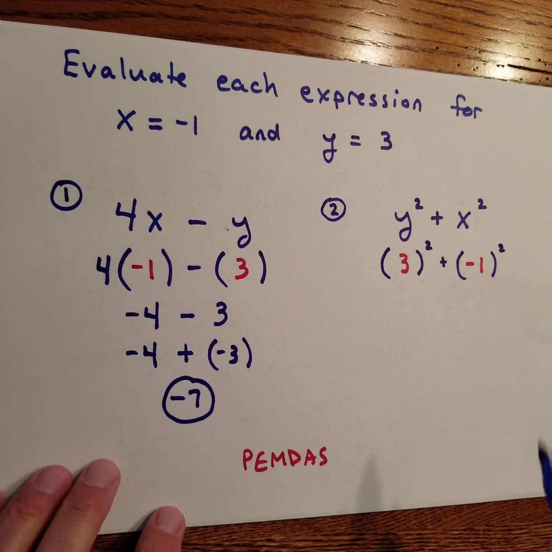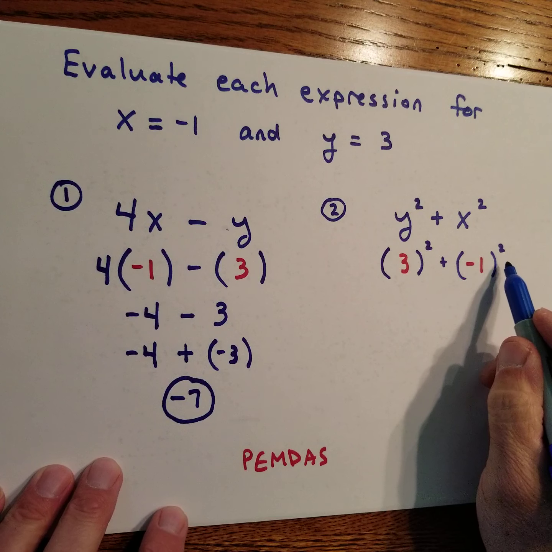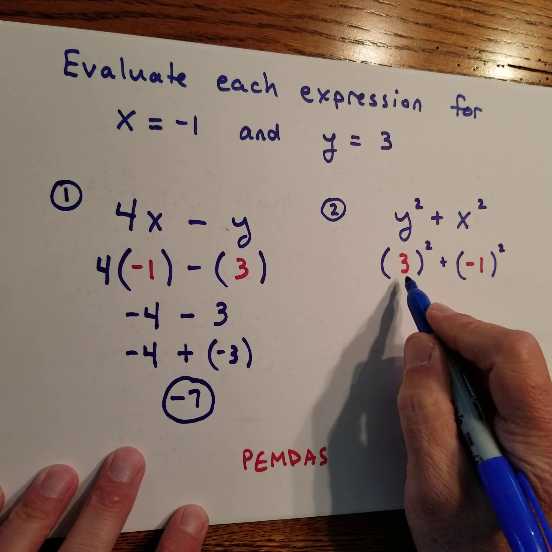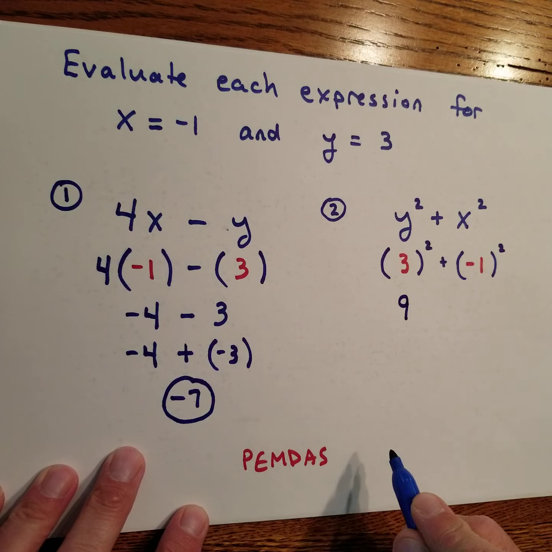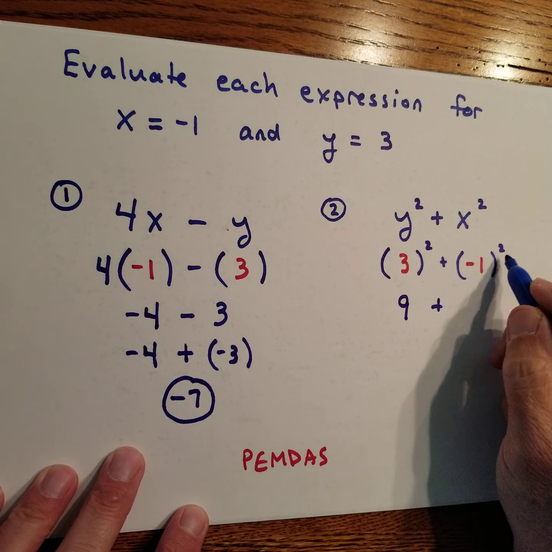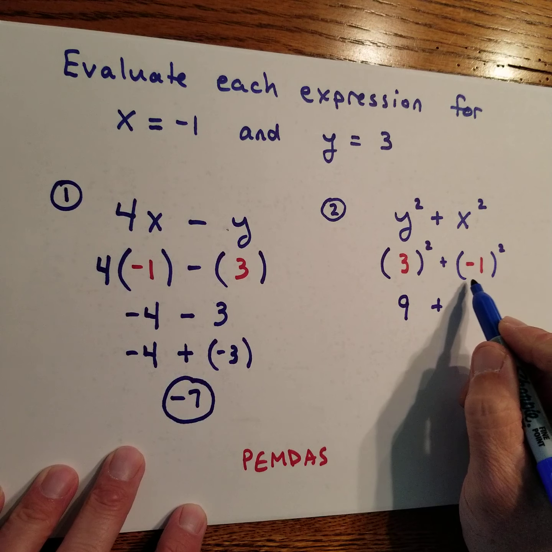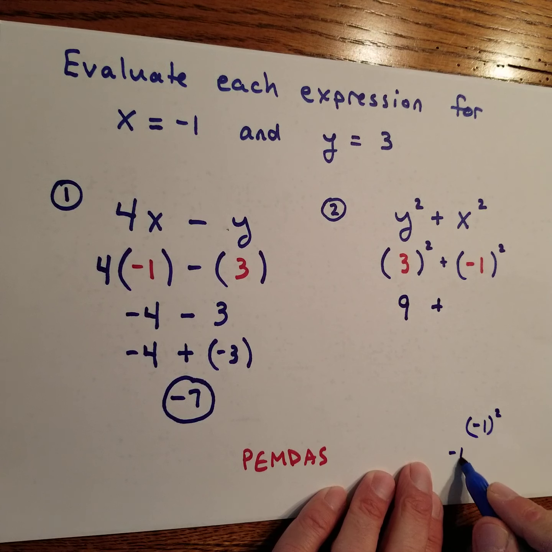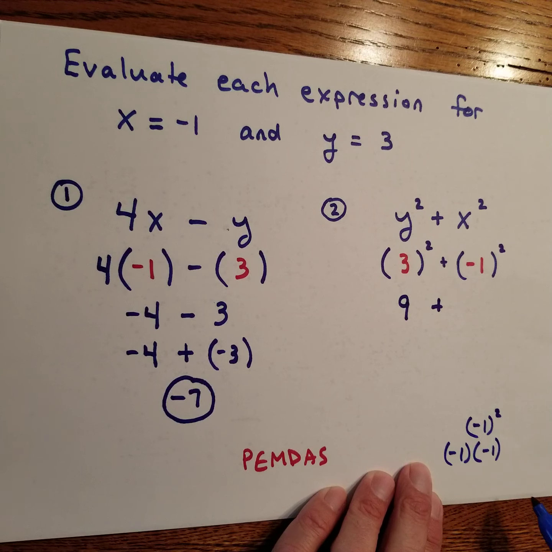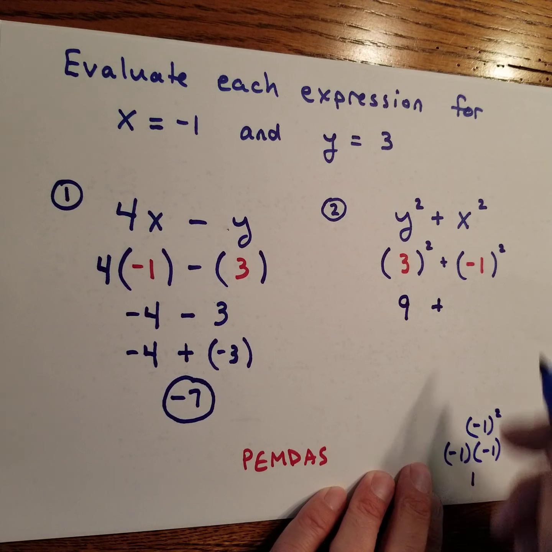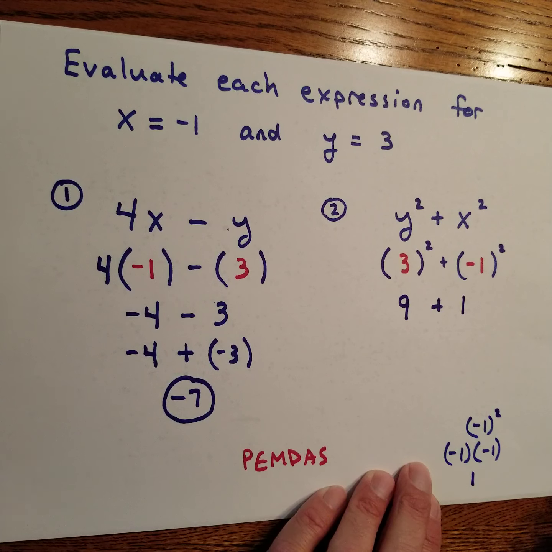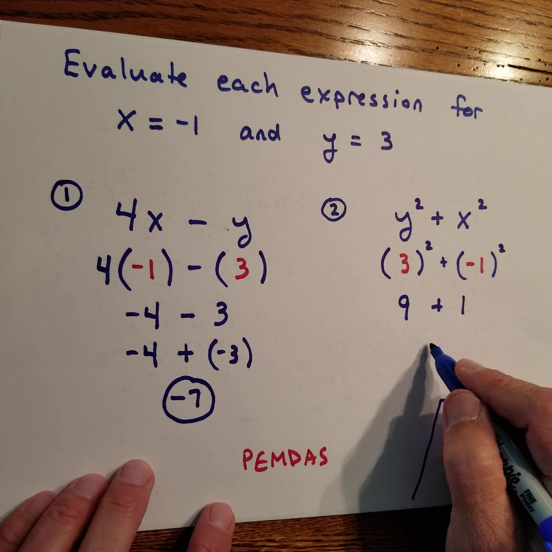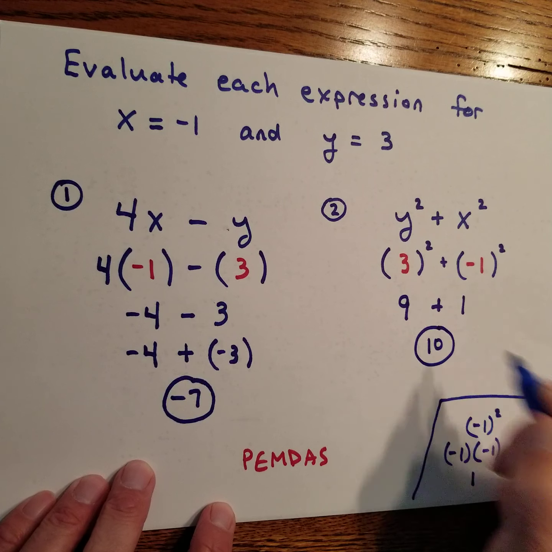Now let's think PEMDAS. I have addition, I have exponents. Exponents happens before addition. So let's take 3 to the second power, that's 9. And let's take -1 to the second power. But since the -1 is in parentheses, I know that means to take -1 times itself. 2 negatives makes a positive. -1 squared is 1. This was my scrap work down here. Now 9 plus 1, 10. Got it.